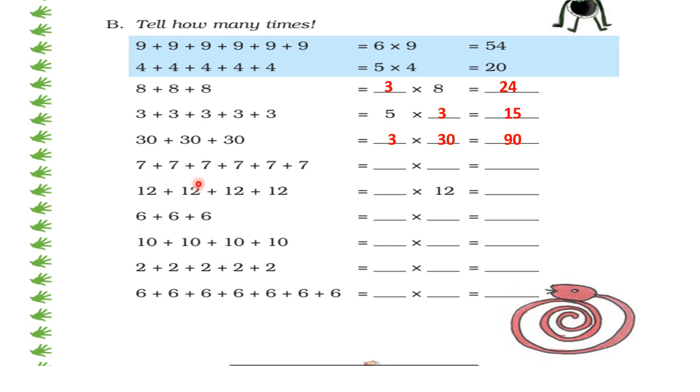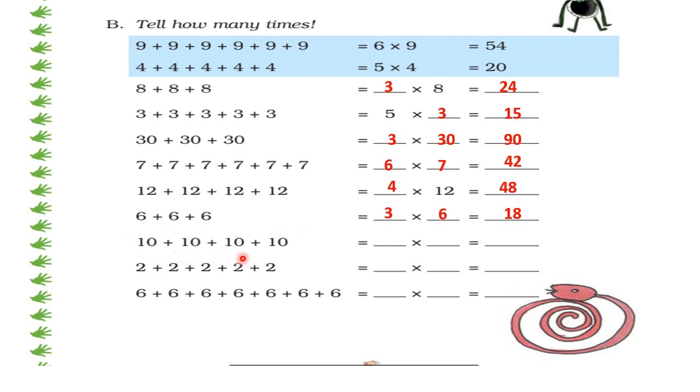Now 7 plus 7 plus 7 plus 7 plus 7. How many times? 1, 2, 3, 4, 5 and 6 times. So let us write 6 times 7 is equal to 42. Now 12 plus 12 plus 12 plus 12. How many times? 1, 2, 3, 4. So let us write 4 times 12 is equal to 12 fours are 48. Now 6 plus 6 plus 6. How many times? 3 times. So let us write 3 times 6 is equal to 3 sixes are 18.